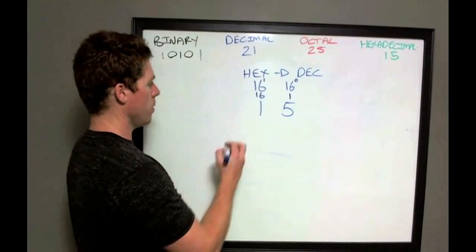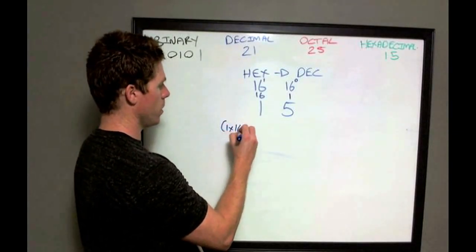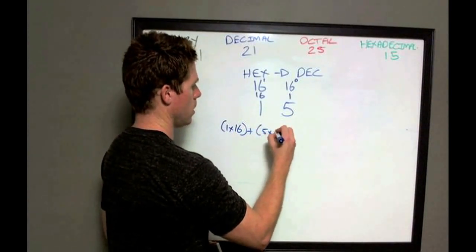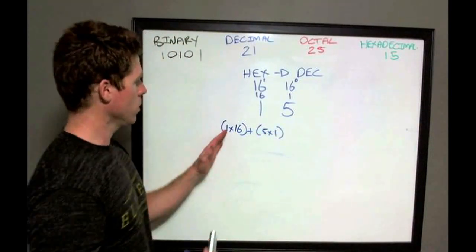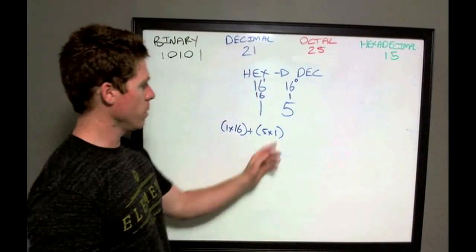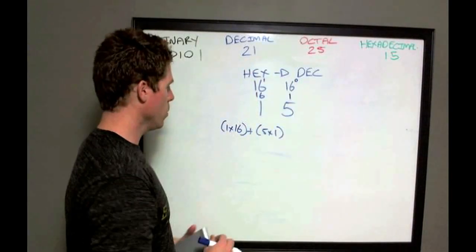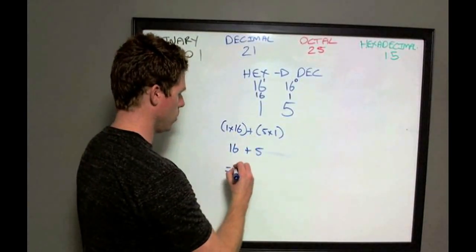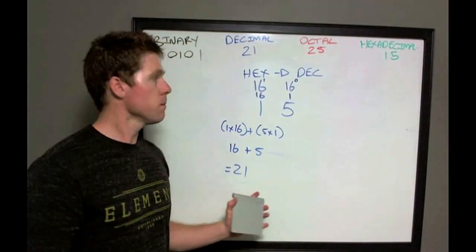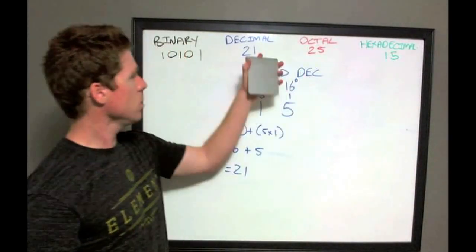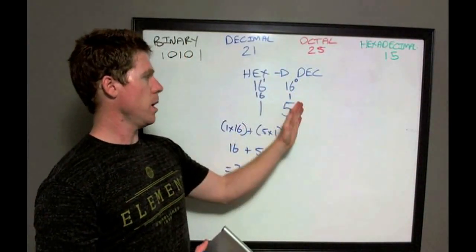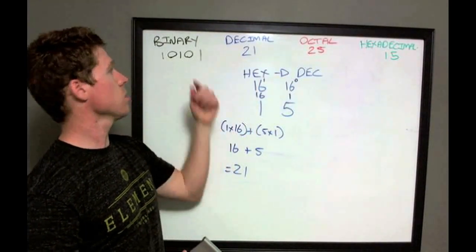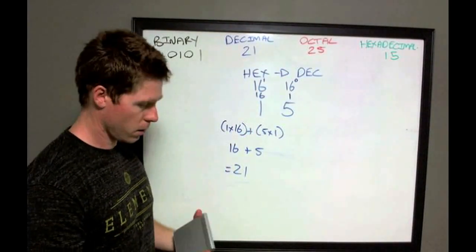Okay, so what we're saying here is we've got one of those, and we've got 5 of them. So we've got 1 of the 16 column, and we've got 5 of the ones column, which is 16 plus 5, which equals 21. So to get from hexadecimal to decimal, we just use our weighting system, just as we did for octal to decimal, and just as we did for binary to decimal.